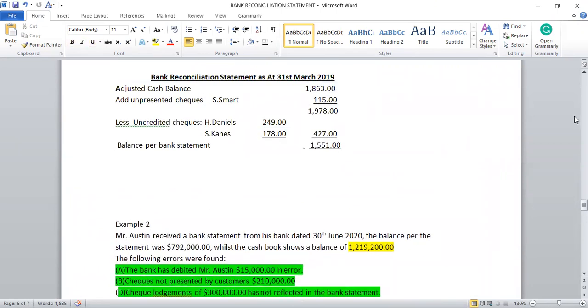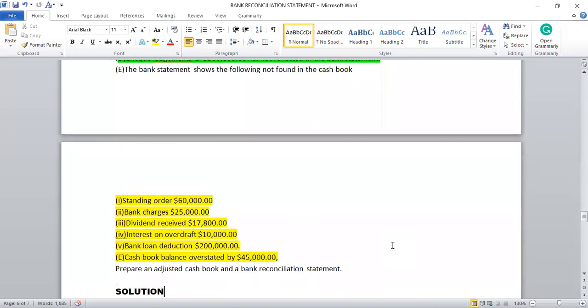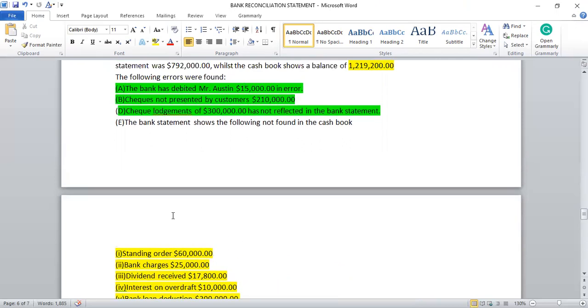I said that all the green ones are going to the bank reconciliation statement, and all the yellow ones are going to the adjusted cash book. So let us go through the question.